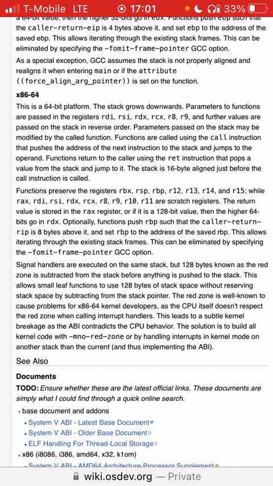The red zone is well known to cause problems for x86-64 kernel developers, as the CPU itself doesn't respect the red zone when calling interrupt handlers. This leads to a subtle kernel breakage as the ABI contradicts the CPU behavior. The solution is to build all kernel code with -mno-red-zone, or by handling interrupts in kernel mode on another stack than the current, and thus implementing the ABI.